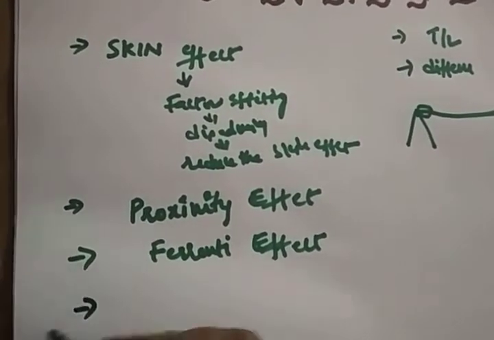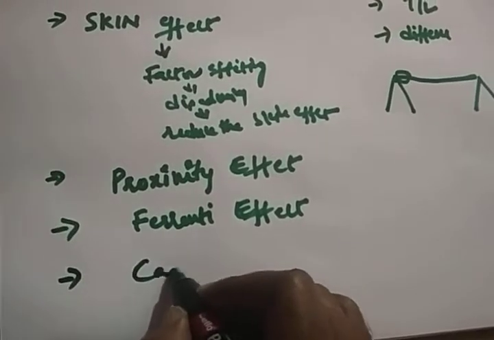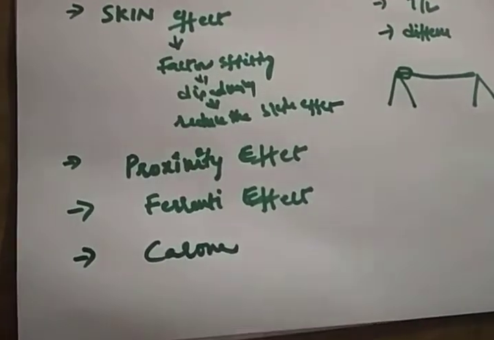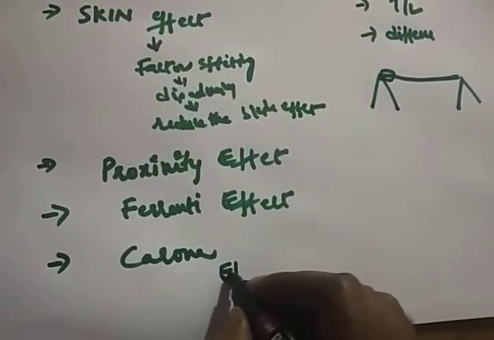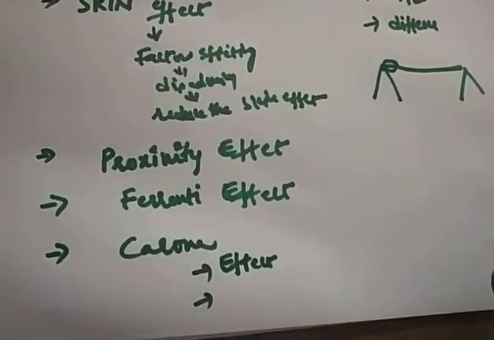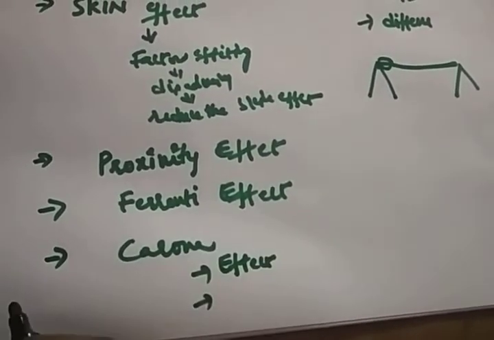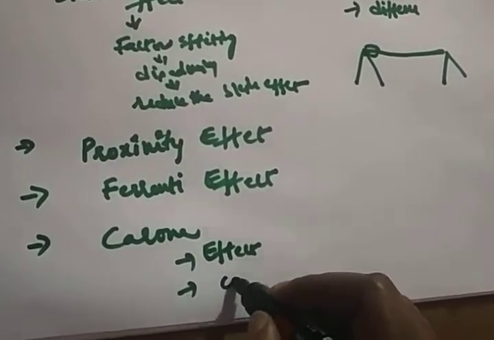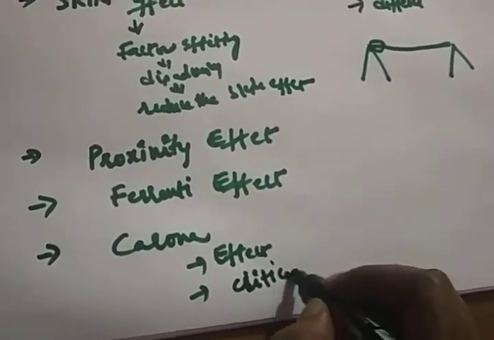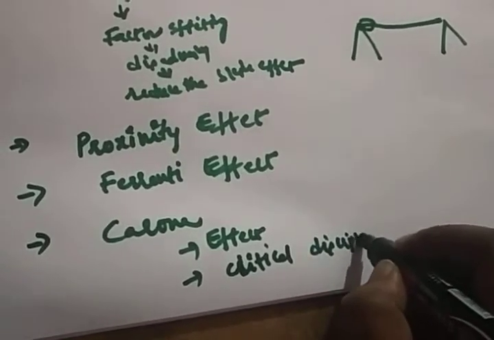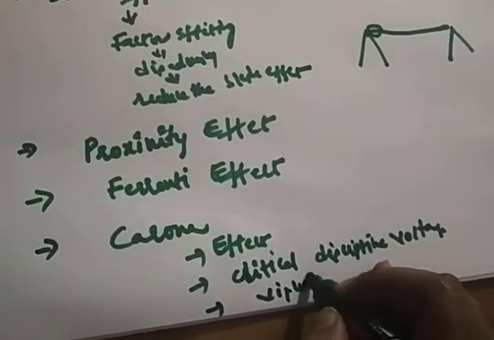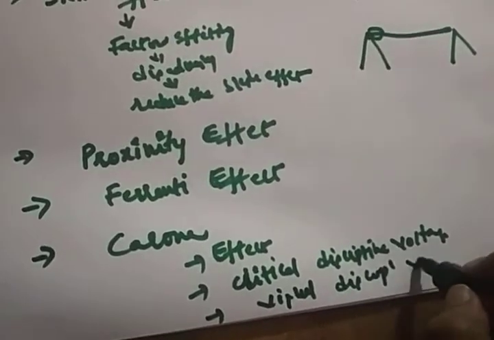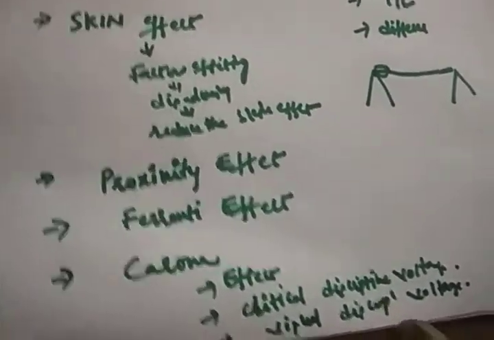Next, the last most important concept is corona. What is corona? What are the effects due to corona? And with the help of corona, we need to discuss two phenomena: critical disruptive voltage and visual disruptive voltage. So these are the things that we need to discuss in our unit.